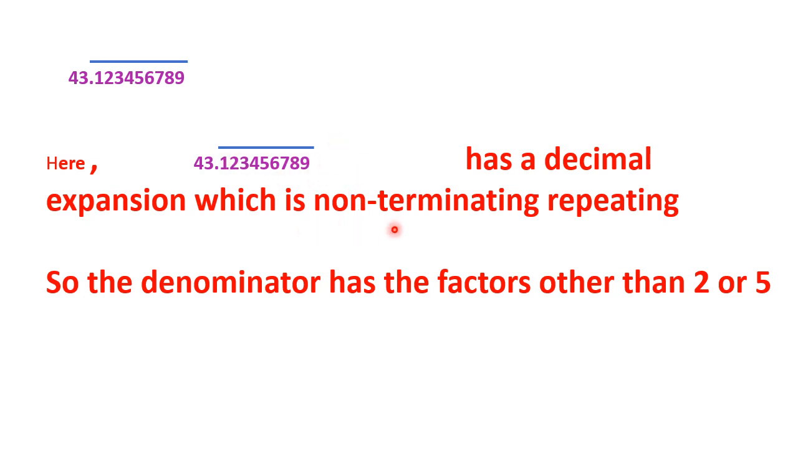When it is non-terminating, it means the denominator will not be of the form 2 power m into 5 power n, but it will also have factors other than 2 or 5. Hence, it is a rational number, but it is a non-terminating, repeating rational number.